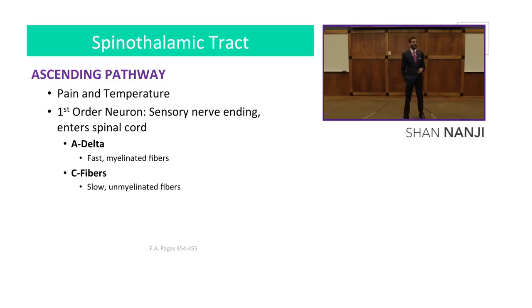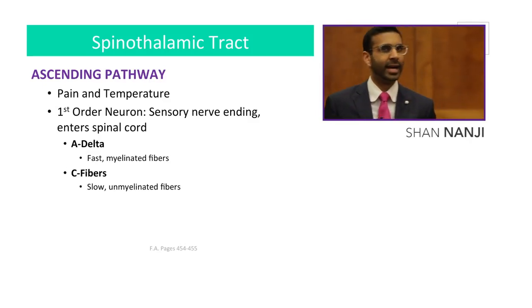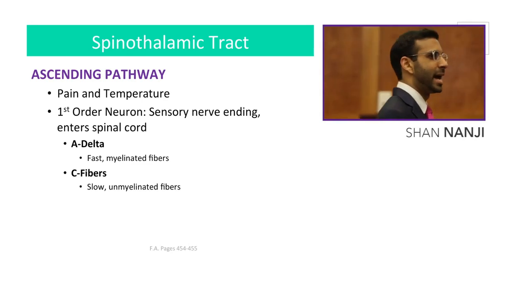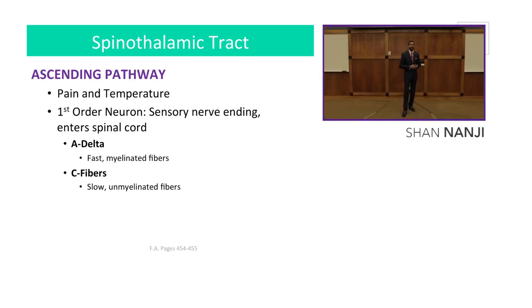What comes first in the alphabet, A or C? A. What comes first, fast or slow? Fast. Problem solved. A delta, fast. C fibers, slow. Why are A delta fibers fast? Because they're myelinated. Why are C fibers slow? Because they're unmyelinated. So let's talk about the neuron.